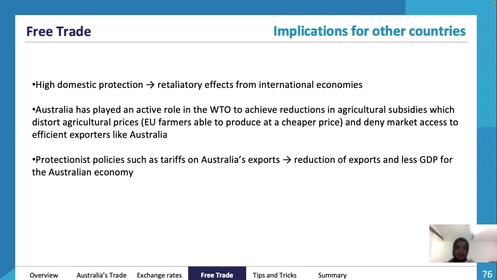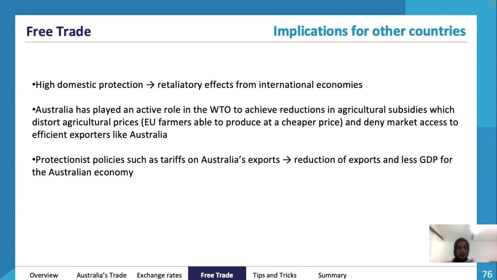So Australia has played an active role in the WTO, which is also known as the World Trade Organization, to achieve reductions in agricultural subsidies which distort agricultural prices. So EU farmers are able to produce at a cheaper price, and they deny market access to efficient exporters like Australia. So that has caused quite a bit of a stir, which Australia has been taking up with the WTO.